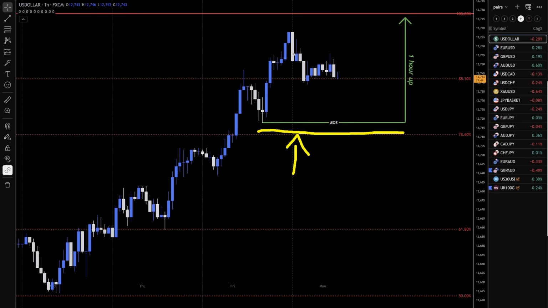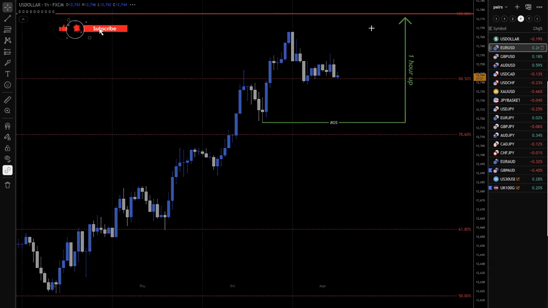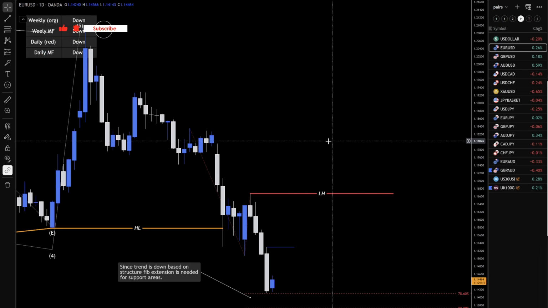If it doesn't break below there, then anything I do see to the downside is likely still to be a pullback within an uptrend. So if the dollar is likely in a pullback to the uptrend, that means that the euro dollar, the pound dollar, the Aussie dollar is likely in a pullback to the downtrend. The dollar CAD, the dollar Swiss is also probably likely to be in a pullback to the uptrend. So keeping all this in mind, moving on to the euro dollar, back up to the daily time frame.